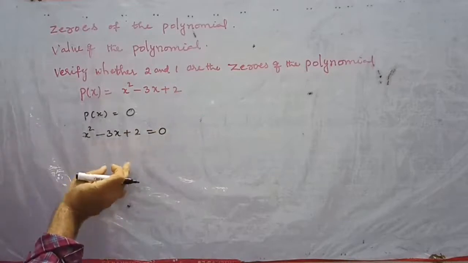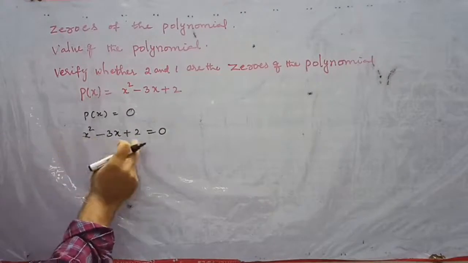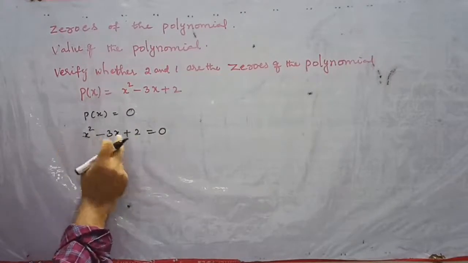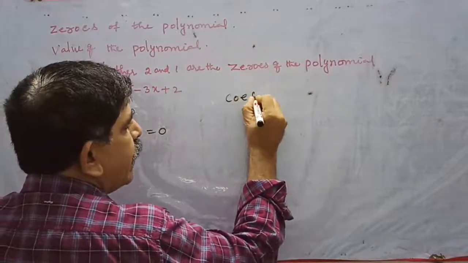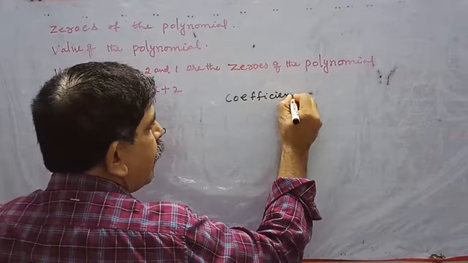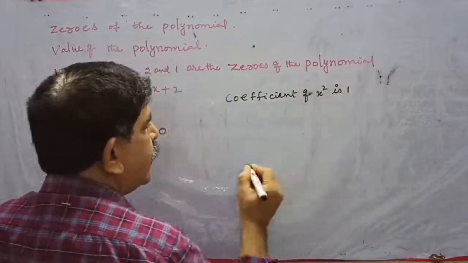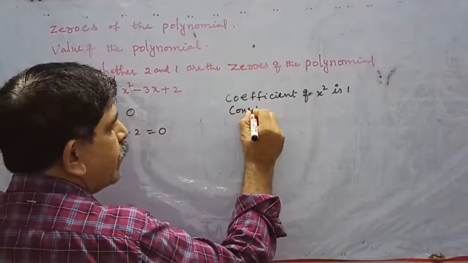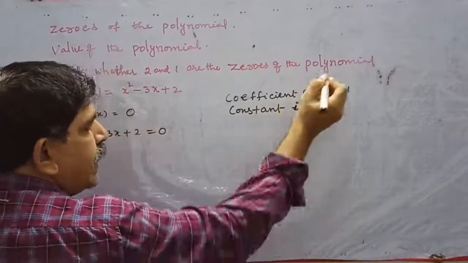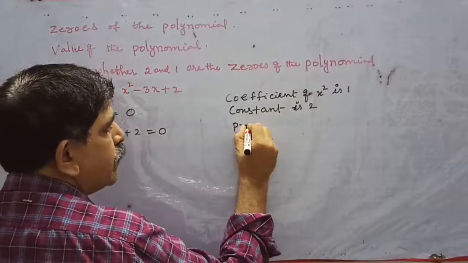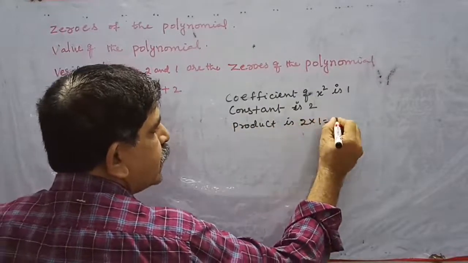Now you find the factors for this polynomial. How to find the factors of this polynomial? I already told you that you take the coefficient of x square and the constant. So the coefficient of x square is 1. Next, the constant is 2. Next, you find the product of these two. Product is 2 into 1, that is equal to 2.